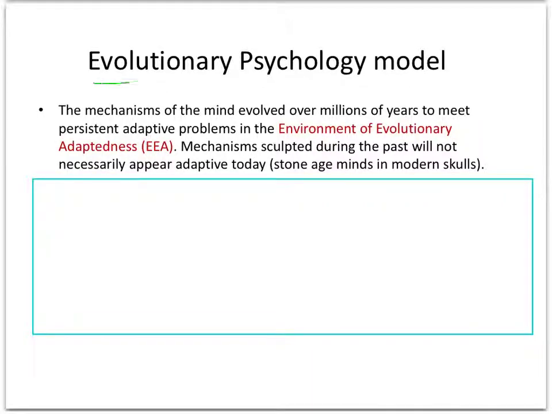All right, so evolutionary psychologists then have a very specific model for how they approach the study of human behavior. One of the first assumptions that evolutionary psychologists make, and again, not everybody agrees with this, is that the mechanisms of the mind evolved during this period which they call the environment of evolutionary adaptiveness, the EEA. Okay? And so over millions of years, we've had persistent adaptive problems. Persistent meaning the same kinds of adaptive problems, and the mechanisms that have become our minds have been sculpted during the past, and in some cases they may not necessarily appear adaptive today. This idea of Stone Age minds and modern skulls, we talked about this in class last time.